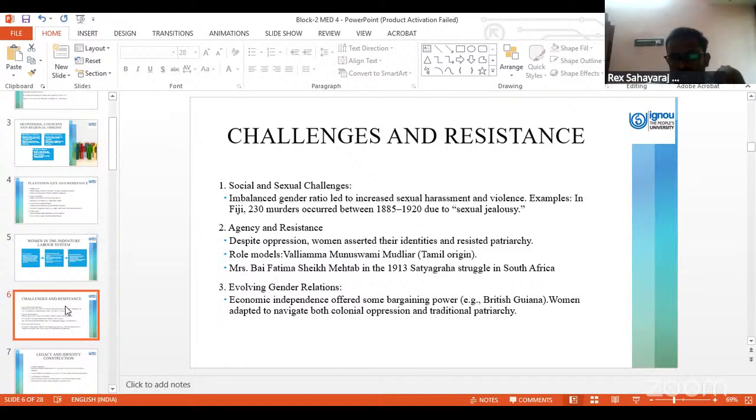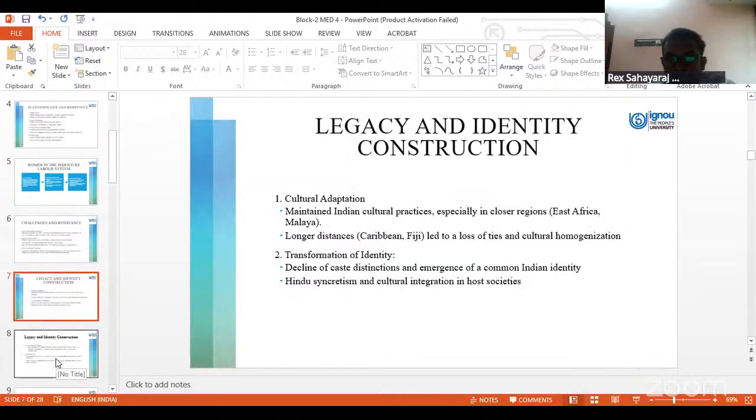So the Satyagraha struggle in South Africa, where our people were involved in it. And identity construction, as I have said, cultural adaptation. They maintained Indian cultural practices, especially in closer regions, East Africa and Malaya. They didn't leave our identity, and longer distance led to loss of ties and cultural homogenization and transformation of identity, decline of caste distinction, and the emergence of a common Indian identity.